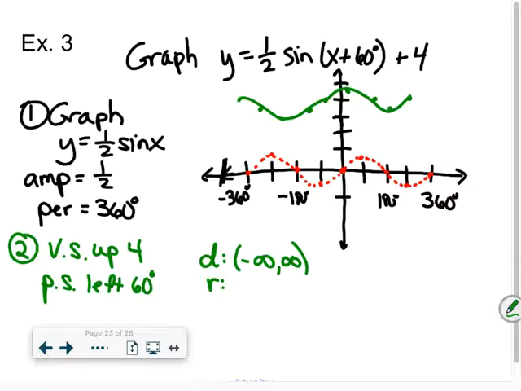But does anybody want to tackle the range? Between what two numbers is this oscillating between? Grace, what do you think? 3 1/2. Yeah. And 4 1/2. Yeah, and let's think about that. If my amplitude is 1/2, do you see that distance is 1, half of 1 is 1/2. Oh, that makes sense. Okay, that makes sense.